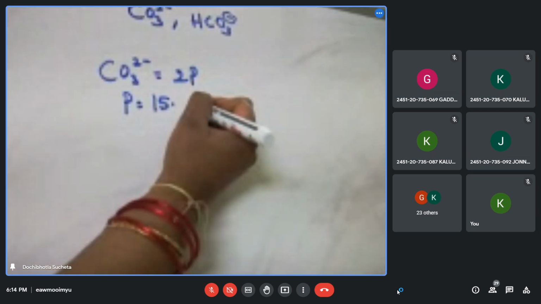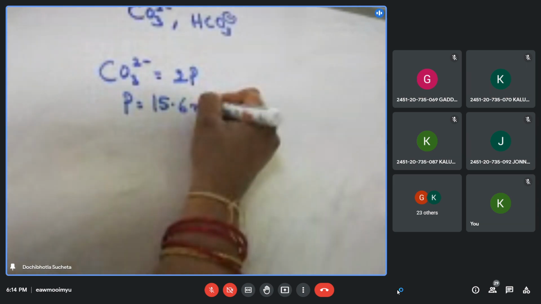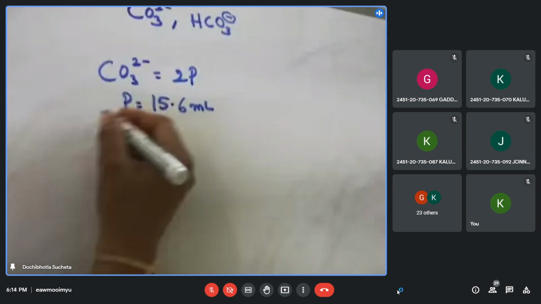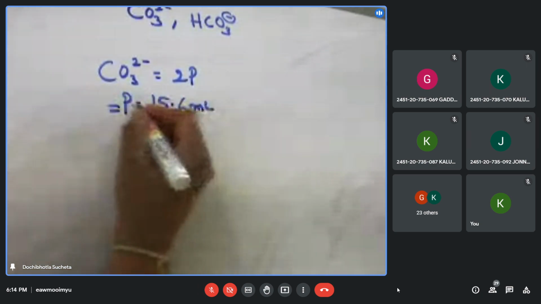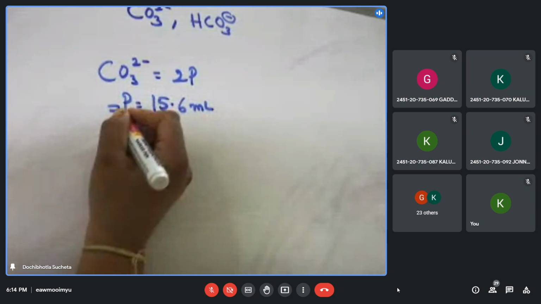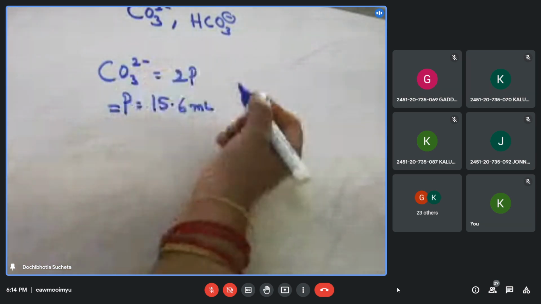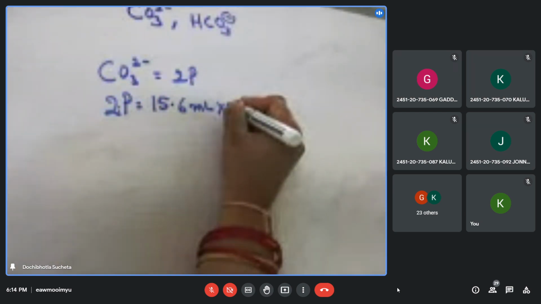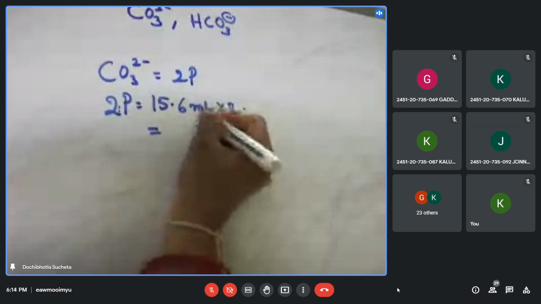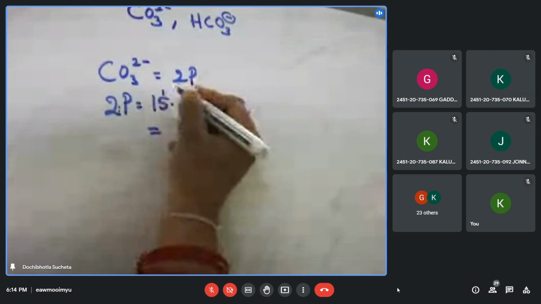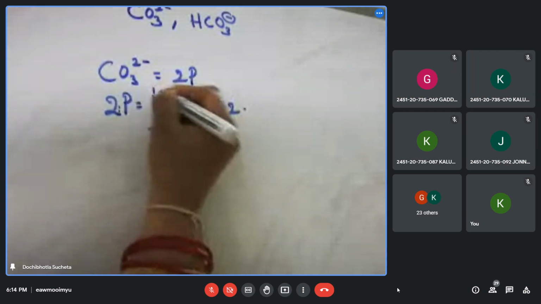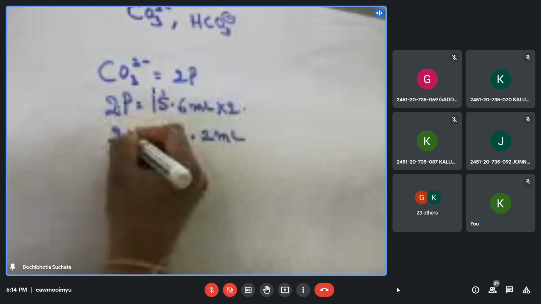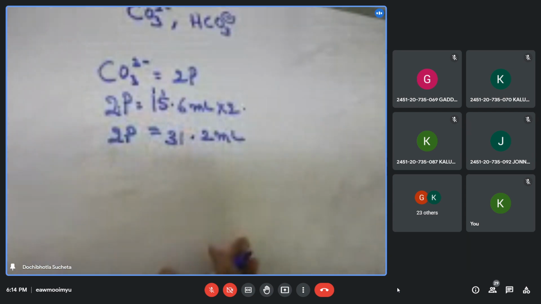15.6 ml. So P is equal to the volume of acid required for neutralization of carbonate to bicarbonate. So 2P will be equal to 15.6 into 2. So 2P is 31.2 ml.